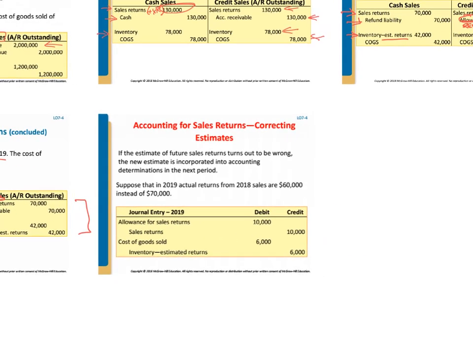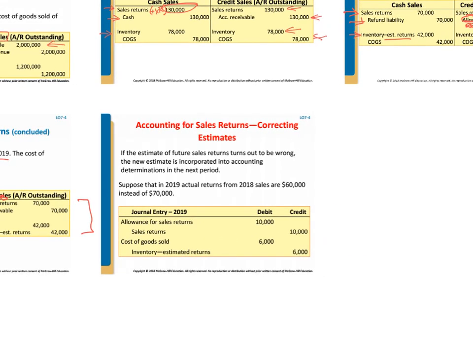Okay, now what happens if we were incorrect in our estimate? So we expected a certain amount to be returned, and it turns out that not all of those actually manifested. Well, in this example, it says, suppose in 2019 that actual returns were only 60,000 instead of the 70,000 that we estimated. We'd still reverse out the journal entries that we had previously estimated. And remember, we're not going to do a retrospective adjustment. Remember, we talked in previous chapters that changes in estimates are handled on a prospective basis.